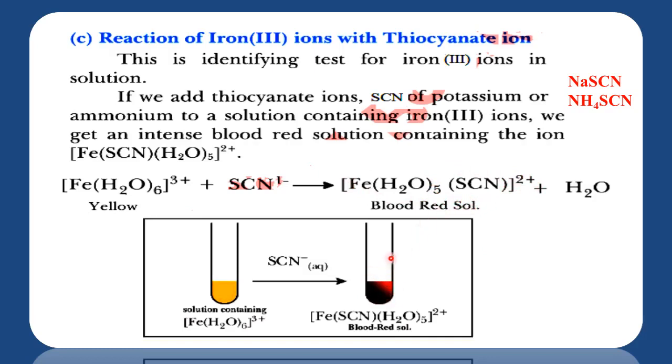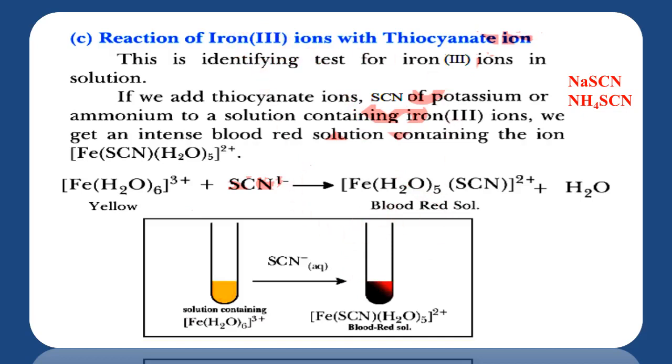So this blood red coloration is used as an identification test for the presence of iron 3 ions when we react it with thiocyanate ions. And such a coloration or chemical reaction does not take place when we use iron 2 ions. So this chemical reaction is used as an identifying test.